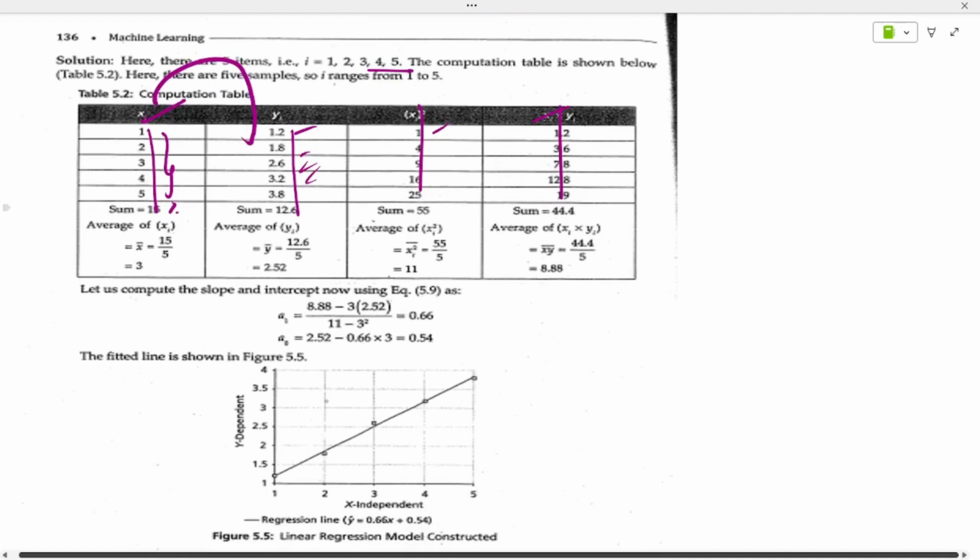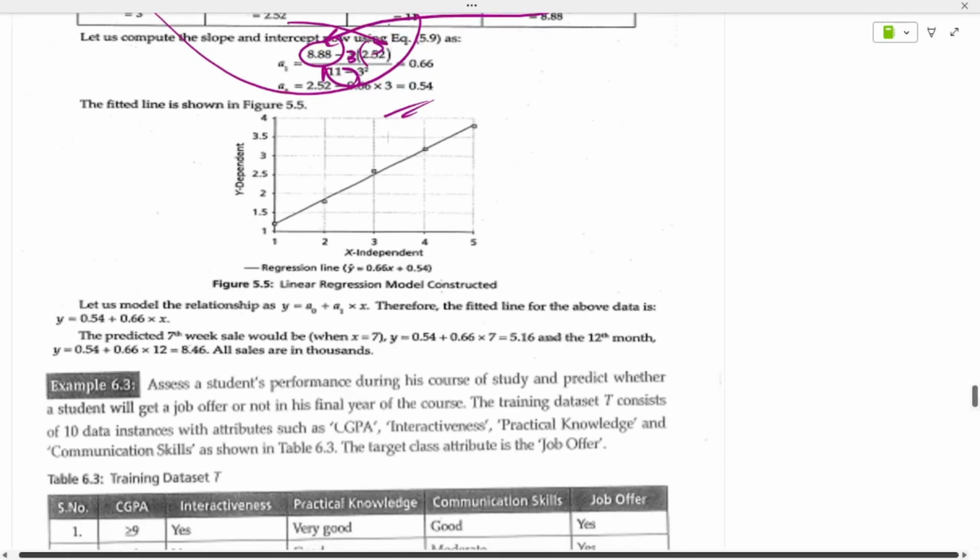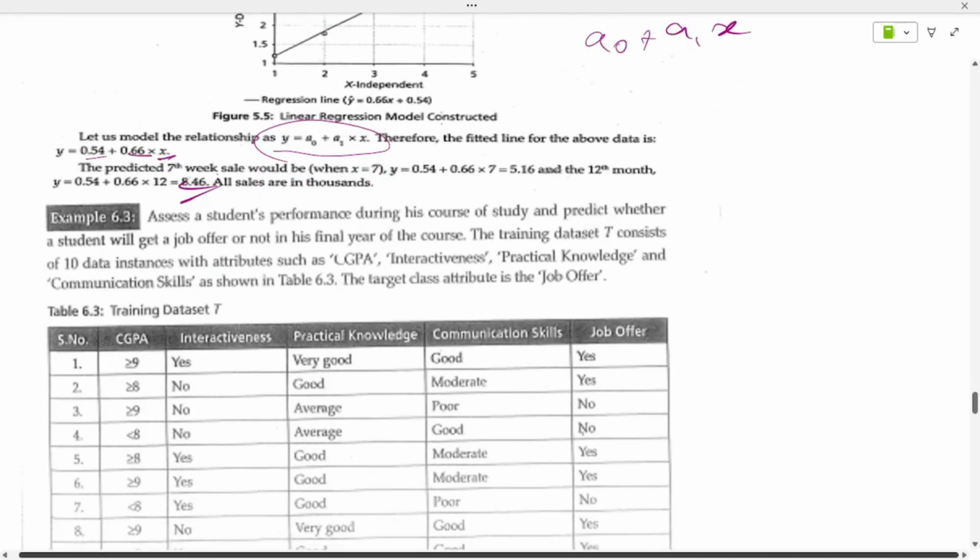Okay, now what is the sum of this? Here you will be replacing 3 into this divided by 11 minus this square, and you will be getting the answer. You will be just plotting it in a graph. When you get a graph, you will be applying this formula, I guess, a0 plus a1 into x. The value will be 0.54, 0.66, that is the a0 and a1 value, and you will be replacing it. 8.46 is what you got, that is the value that is needed.